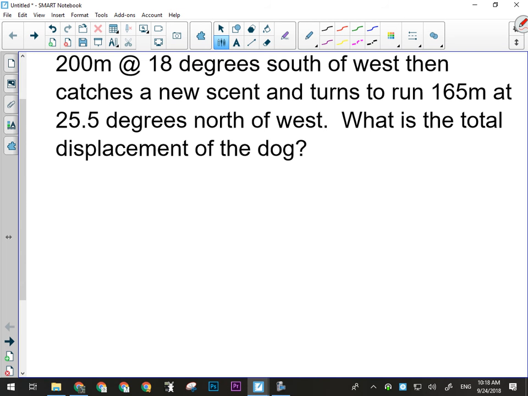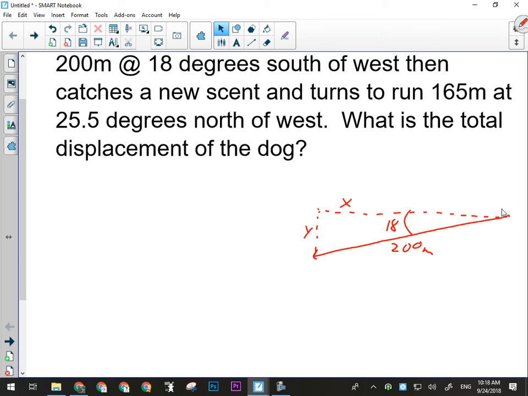Okay, I'm just going to draw the diagram here, guys, so you can see if you did yours correctly. Our first vector is south of west, so I'm going to draw a line here that's due west, and then I'm going to go 18 degrees south of it for 200 meters. Here's y, here's x, 18 degrees south of west for 200 meters. And then I'm going to have a line that goes north of west at a steeper angle for 165 meters.